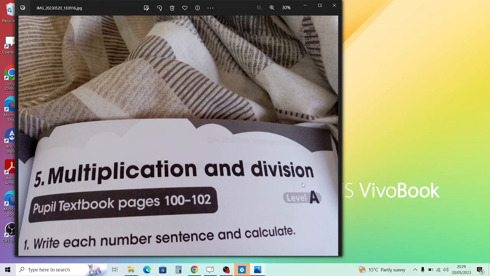Question 2 to 8. There are 5 white rabbits. There are grey rabbits, 4 times the number of white rabbits. So there'll be 5 times 4. 12 pens and 6 pencils. Number of pens is how many times the number of pencils?